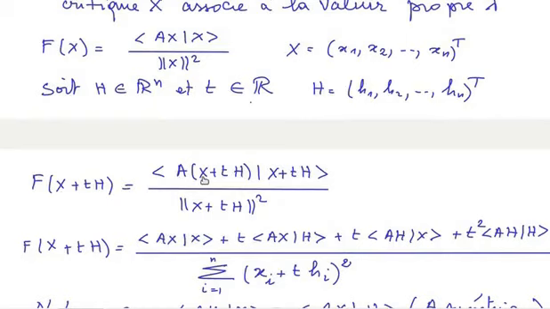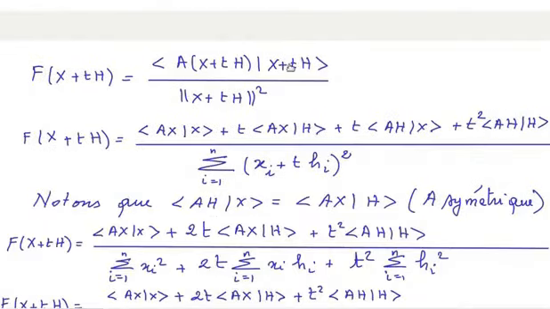This is to apply to the vector x plus th, scalar, the vector x plus th over the norm of x plus th squared. So we develop this dot product by bilinearity. It's Ax dot x plus t Ax dot h plus t Ah dot x plus t squared Ah dot h. The vector x plus th has components xi plus t hi, thus the norm of this vector squared is the sum from i equals 1 to n of (xi plus t hi) squared.